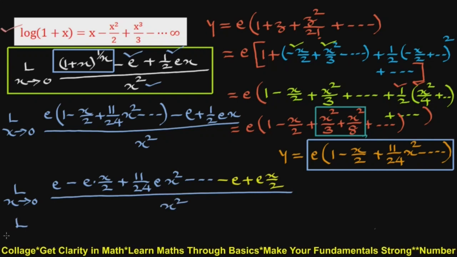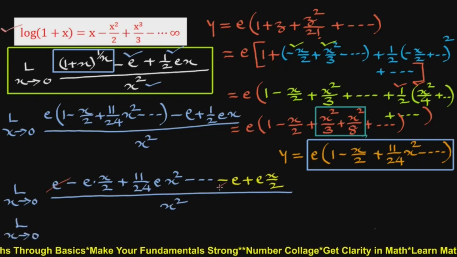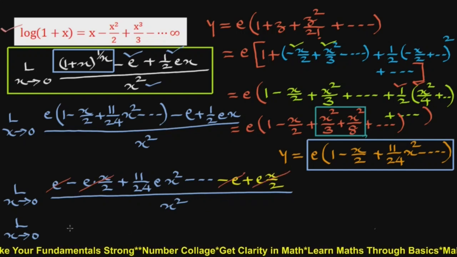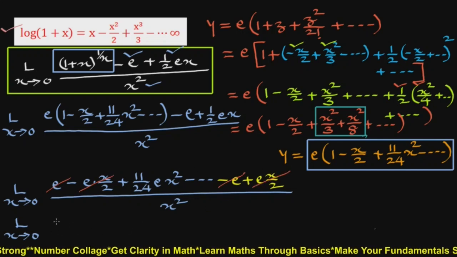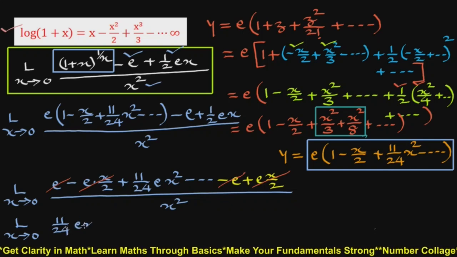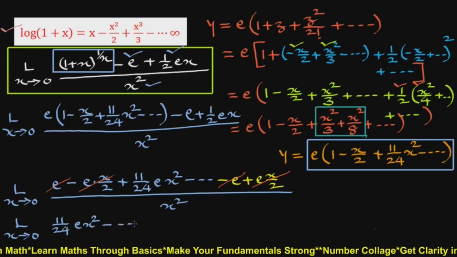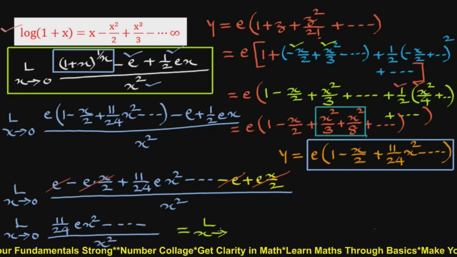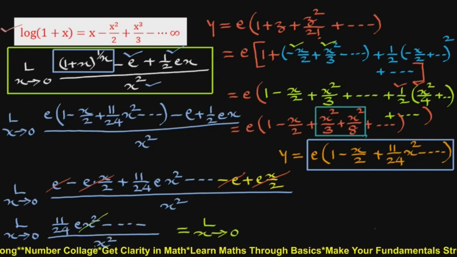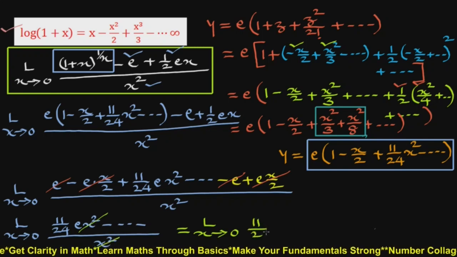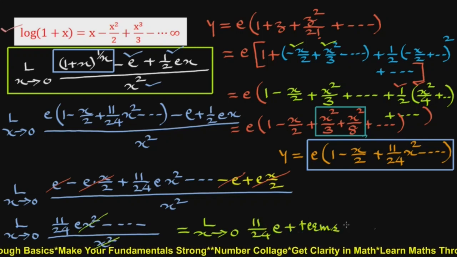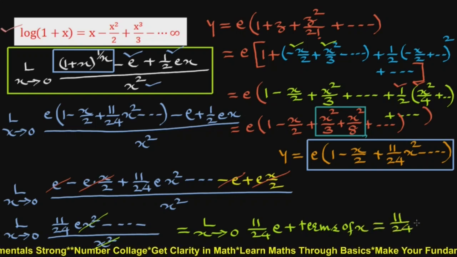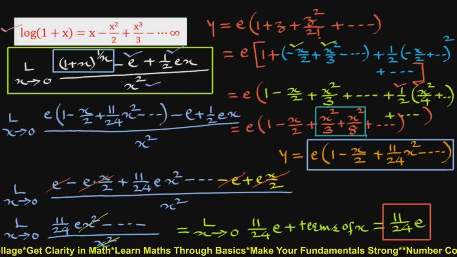That will be the limit as x tends to 0. e minus e is 0, minus ex upon 2 plus ex upon 2 is 0. We are left with 11 upon 24 ex square minus so on and so forth, upon x square. That will be the limit as x tends to 0, cancelling x square, 11 upon 24 e plus terms with x, that gives 11 upon 24 e, and this is the value of the limit.